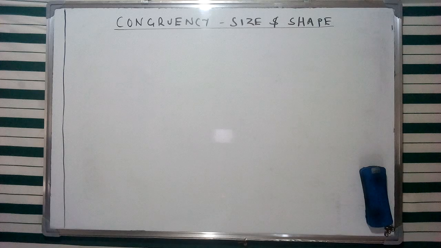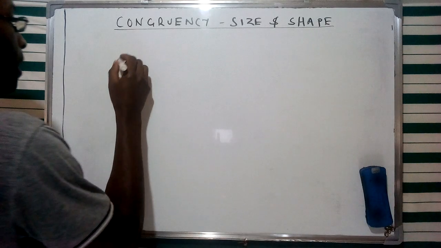So today we're going to look at the concept of congruency. Congruency is basically an aspect of geometry that deals with the sizes and shapes of geometrical figures, lines, segments, and angles. In this particular case, we're going to try to describe the concept of congruence.